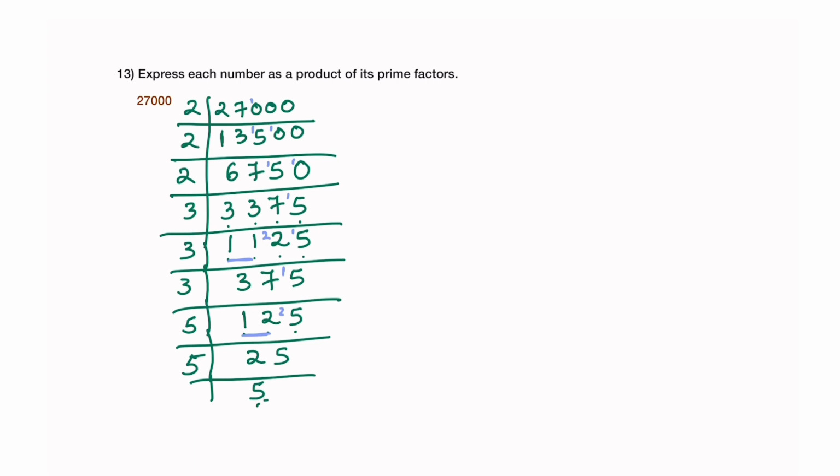Let's do the second method here. 27000. Now here, I'm trying to do it a little differently. Watch what I am doing. So I'll say 2 times 13500. Right? This one is done.